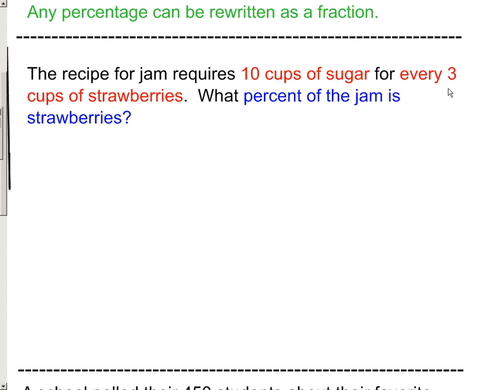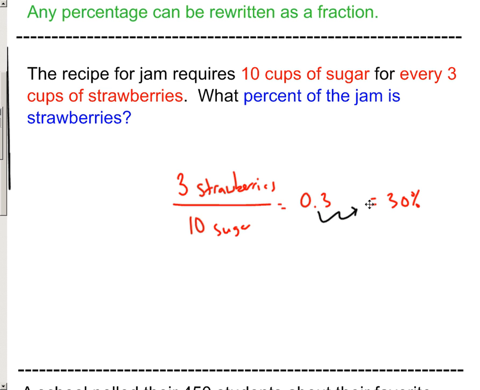So what percent of the jam? We're not saying what percent in relation to this. One of the most common mistakes that I see is that a person will go, well, let's see, there's 3 cups strawberries, and there's 10 cups sugar. So that's 3/10. That's the same as 0.3, because I could take 3 divided by 10 is 0.3, and I slide this over 2 steps to the right. Next thing you know, you're saying it's 30% strawberries, and you'd be wrong.